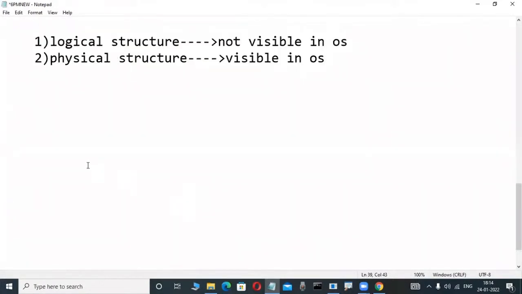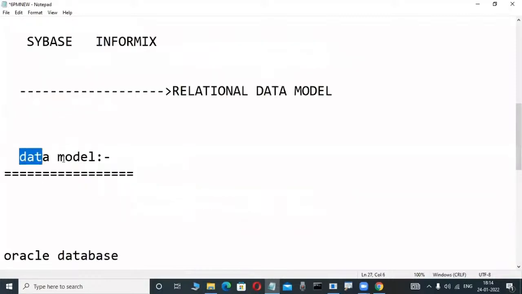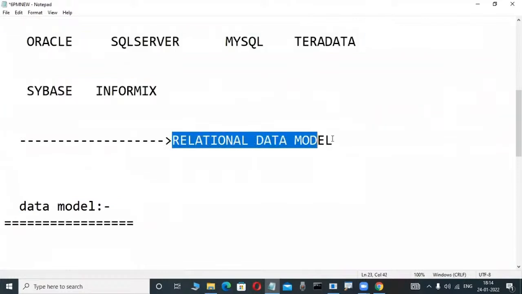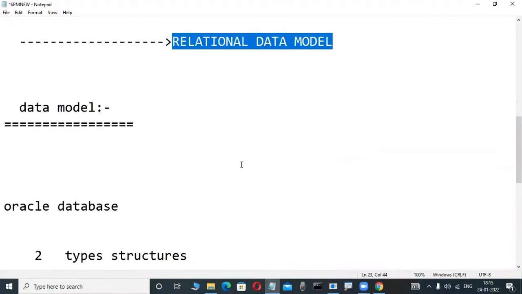Don't worry. Now observe it here. What is a data model? First observe here. These all products are implemented based on which concept? The relational data model, from 1970 onwards. This is a new model. One fellow introduced it, I will tell you. But before that, what does this data model mean?